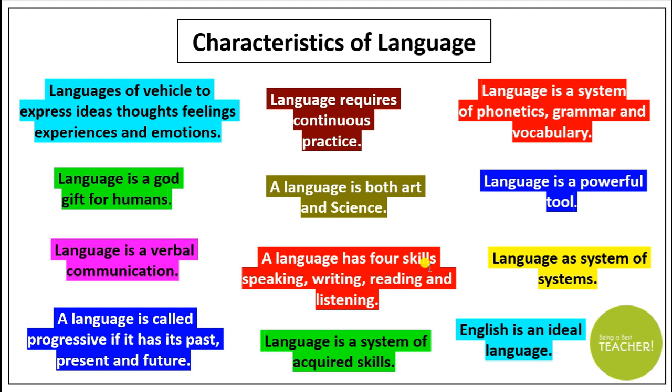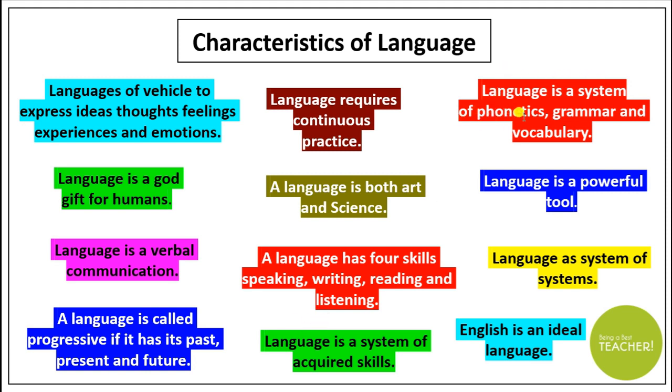Next is the language has four skills. What are they? That are LSRW: listening, speaking, reading, and writing. Next is language is a system of acquired skills. There are different skills, as we have discussed these four, which need to be acquired, whichever language you are learning.